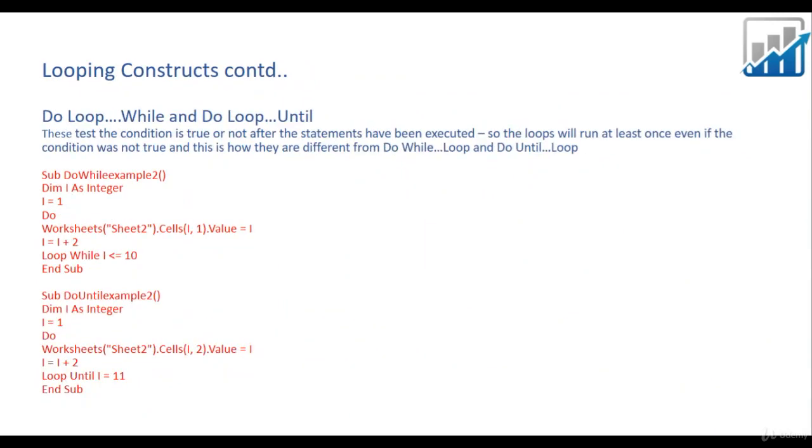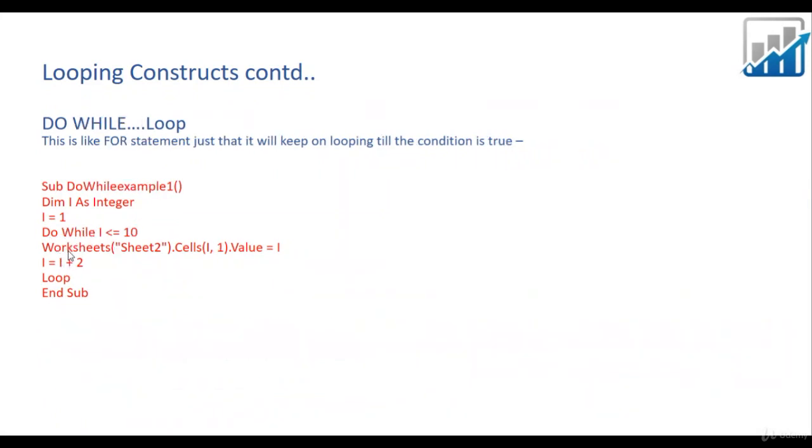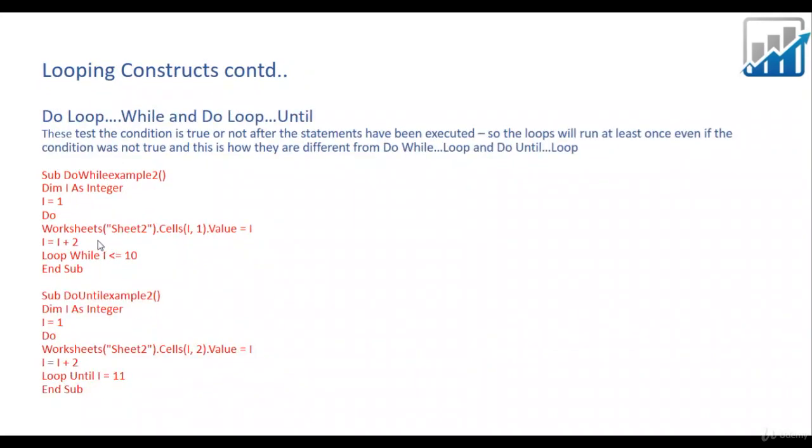Moving on. Now do loop while and do loop until. Now these test whether the condition is true or not after the statements have been executed. So the loops will run at least once, even if the condition was not true. And this is how they are different from the do while loop and do until loop. Now if you remember, in the do while loop and the do until loop, we had these condition checks at the very beginning, before the looping. Whereas over here we've got this condition check once the program has already executed.